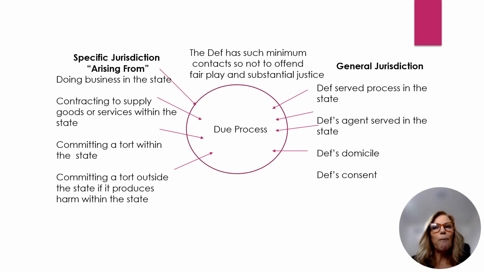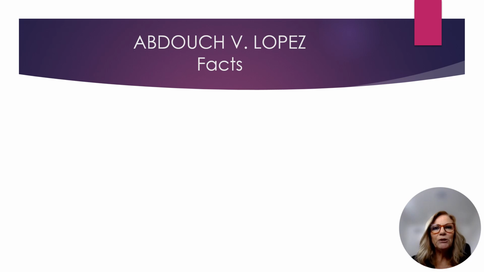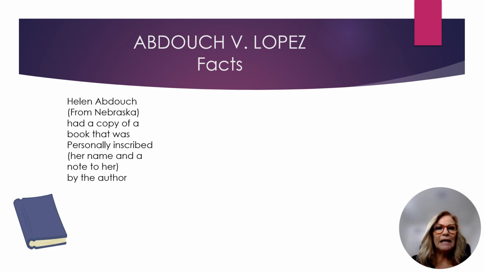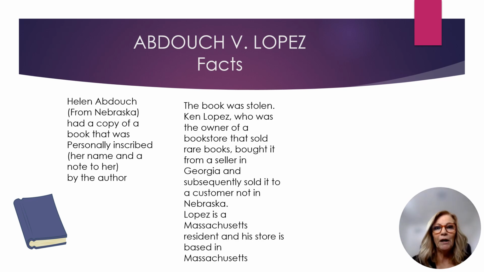So I'm going to give you the overview, but you will need to read that. Abdush v. Lopez, and here are the facts. Helen Abdush from Nebraska had a copy of a book that was personally inscribed with her name and a note to her by the author. Okay, the book was stolen. Ken Lopez is the owner of a bookstore, and he sells rare books, and he bought it from a seller in Georgia. Don't worry about the seller in Georgia. They don't really have anything to do with this.